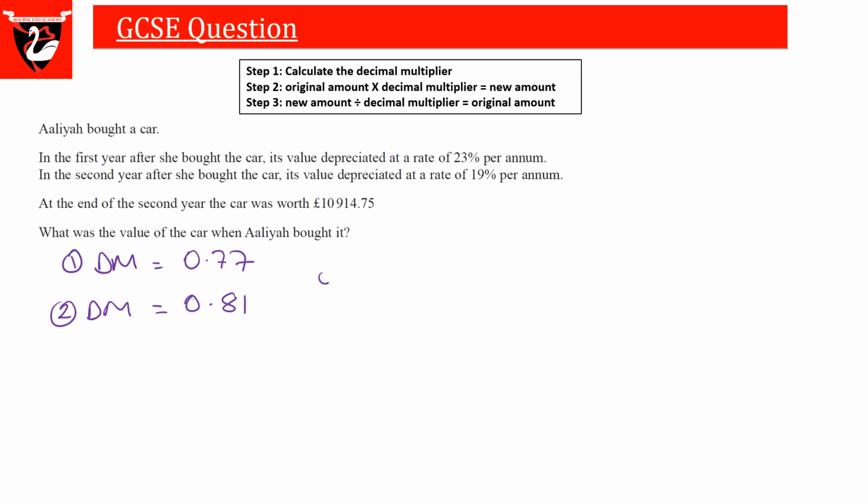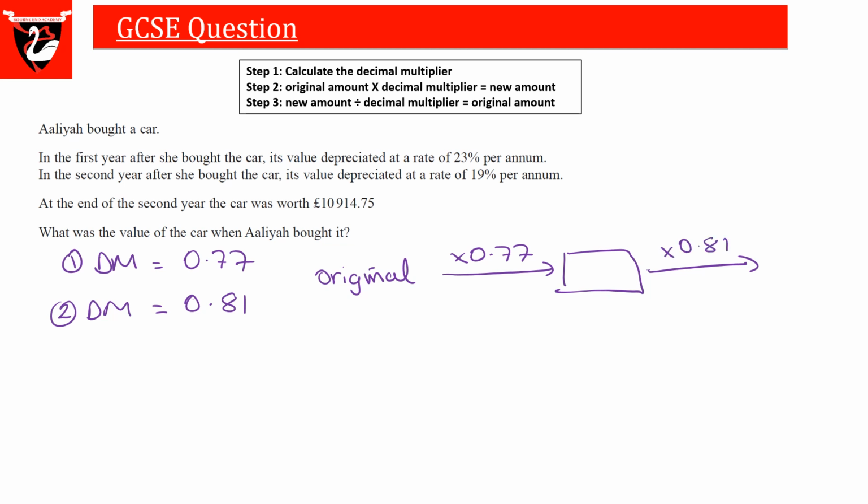So essentially what's happening in this one, we have our original amount. We're going to multiply that by 0.77 to give us an amount here that we do not know. Following that change, there's a further change where we multiply by 0.81, and that leaves us with a final amount of £10,914.75. And all we do at this point is just reverse exactly the same thing that we have been doing.